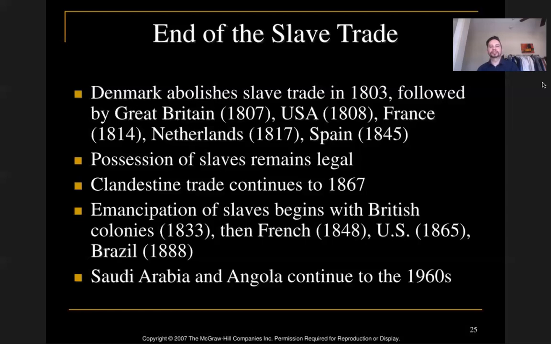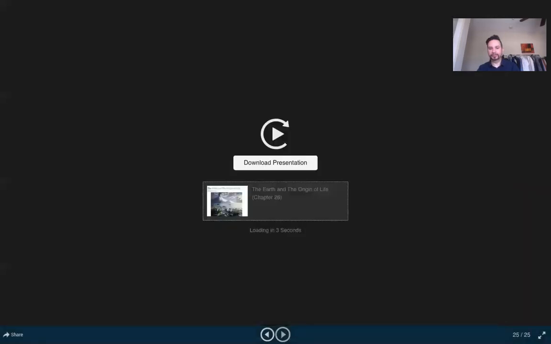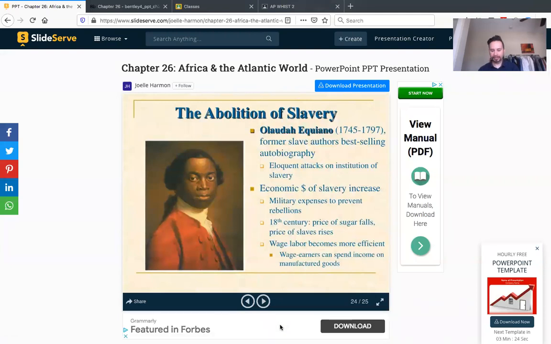But you have the emancipation of slaves beginning with the British colonies in 1833, then the French colonies in 1848. The U.S. had a civil war, which ended slavery in 1865, and then Brazil was the last country to end slavery in its territory, in 1888. So Saudi Arabia and Angola continue slavery all the way up until the 1960s. So slavery didn't end around the world when the Americans ended slavery, because it continued.